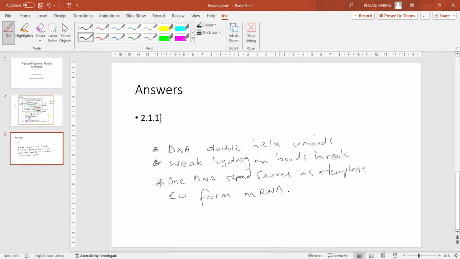I'm still yet to check the memo, but you have mentioned the role that DNA plays. How does it do that? First, it has to unwind. The weak hydrogen bonds have to break, and after breaking of the weak hydrogen bonds, one of the DNA strands will serve as a template to form mRNA. So I'm not sure what the memo says, but we can move on to 2.1.4.